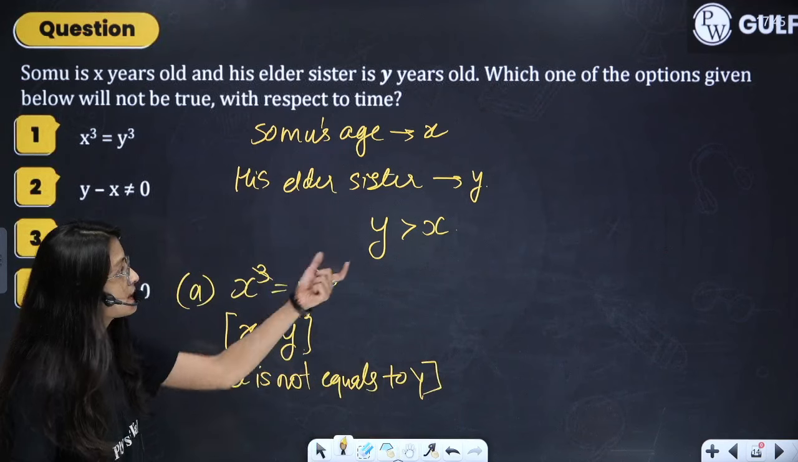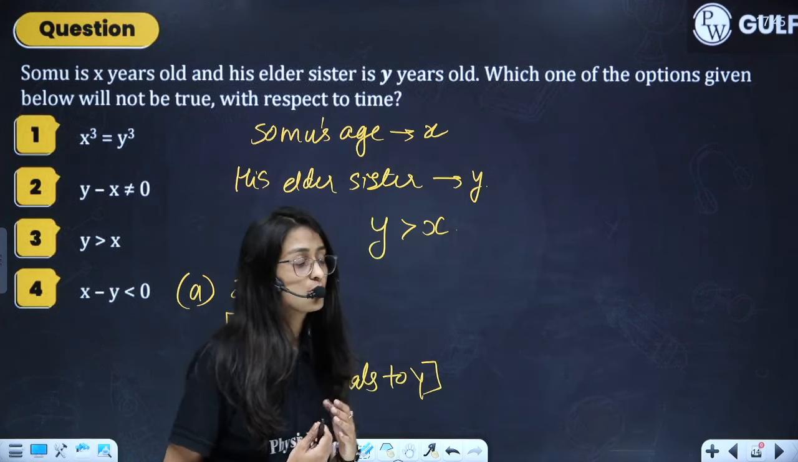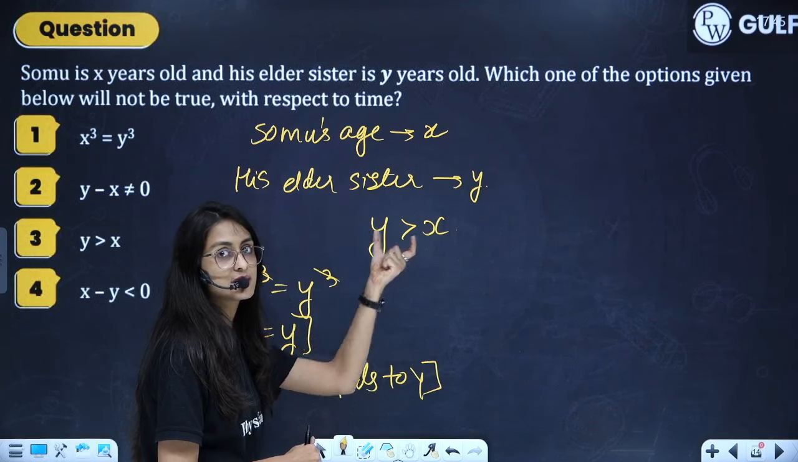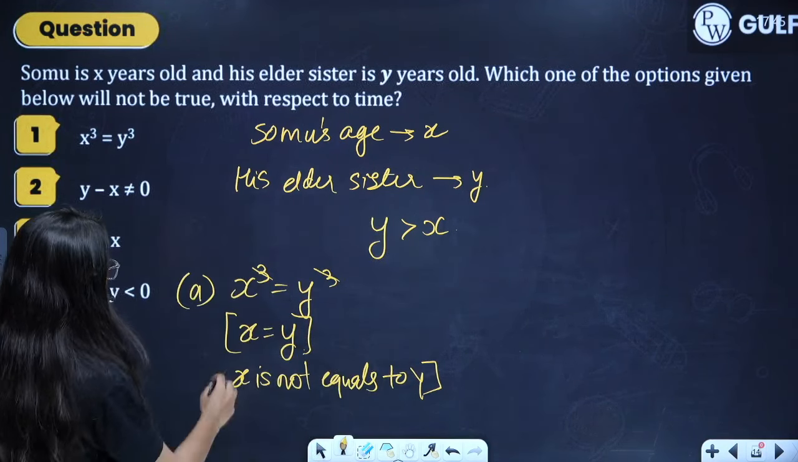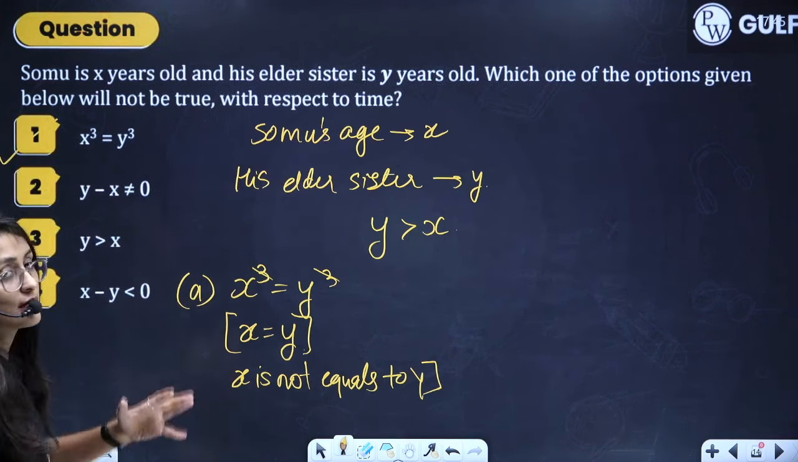Why? Because Y is greater than X. Her sister's age is greater than Somu's, right? So therefore, his sister's age, Y, is greater than X. So we can say the very first option is the correct one, right? This is not correct with respect to it.